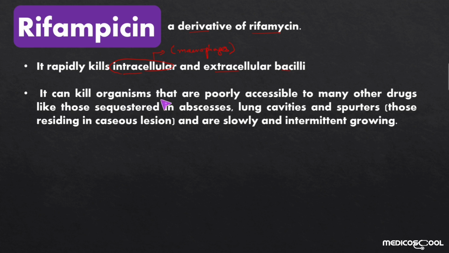It can also kill all the organisms that are poorly accessible to many other drugs, like those present in abscesses, in lung cavities, in sputum. These are the bacilli present in caseous lesions. As these areas like abscesses, lung cavities, and caseous lesions are not really accessible to other drugs, rifampicin can be used against the bacilli present in these areas.